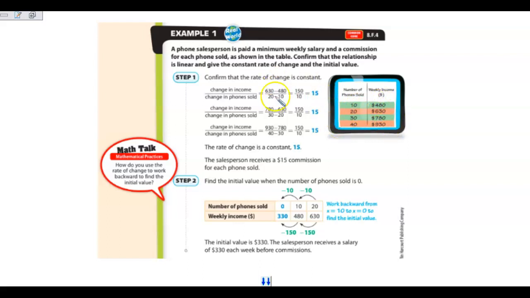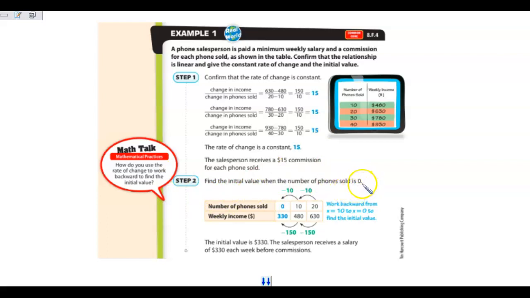We can find the rate of change of each. If I take the 630 minus the 480, that gives me 150. And if we take 20 minus 10, I get 10. If I simplify 150 over 10, I get 15. And we can do the same thing with the next, and we find that our rate of change is constant at 15. What this means is that for every phone sold, they're going to get $15. That's what that means.